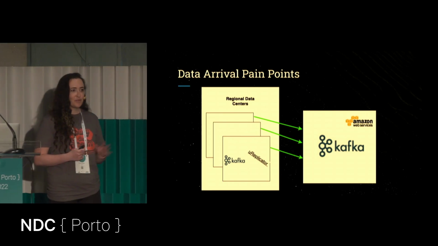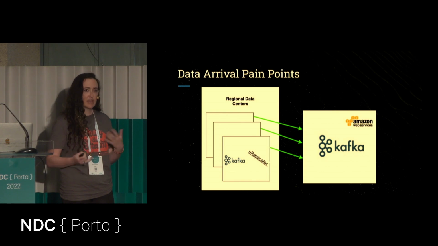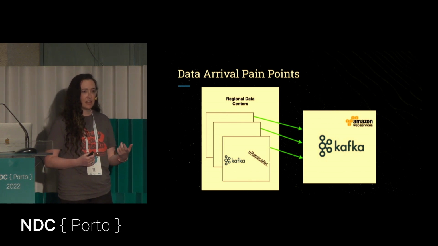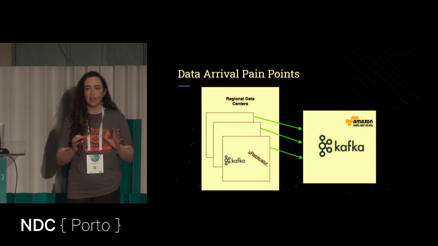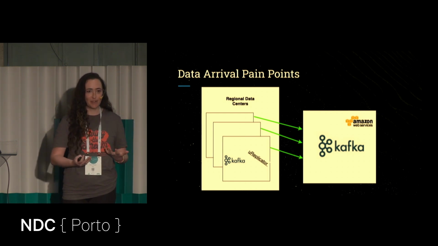Cool. So first thing, I really want to zoom into this connecting point. What's happening here is that the data is being produced to the regional Kafka, and then it's being replicated using the uReplicator into that one single Kafka on AWS. What could go wrong? Well, several things.